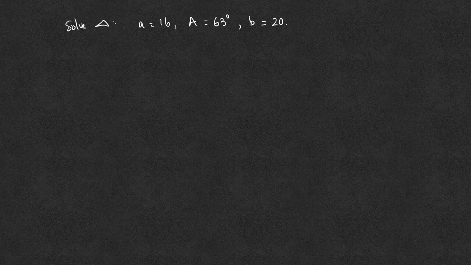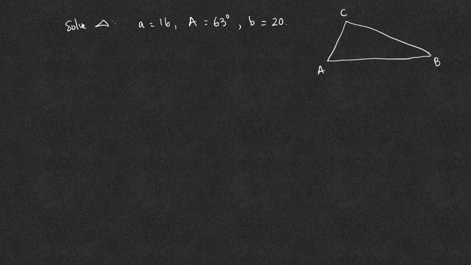Solve the triangle. Lowercase a equals 16, uppercase A equals 63 degrees, and lowercase b equals 20. We assume that this follows the convention of labeling the vertices of the triangle A, B, C in uppercase. The side opposite the angle A is lowercase a, the side opposite the angle B is lowercase b, and the side opposite the angle C is lowercase c.